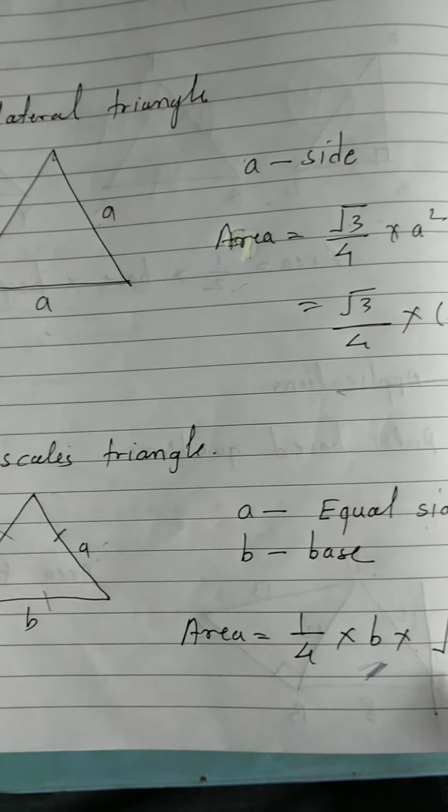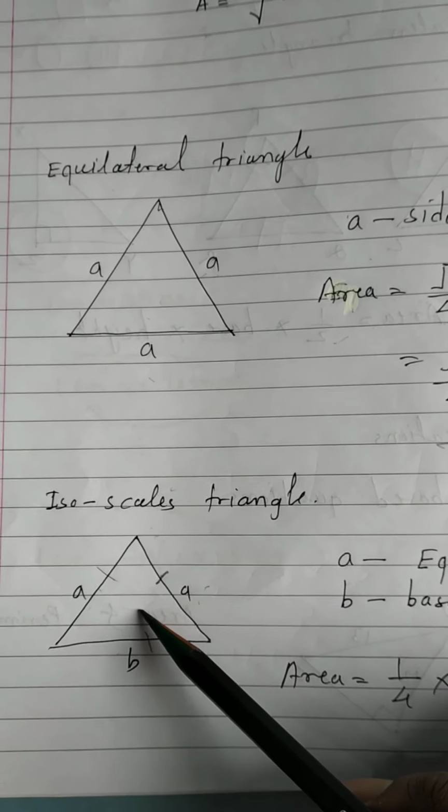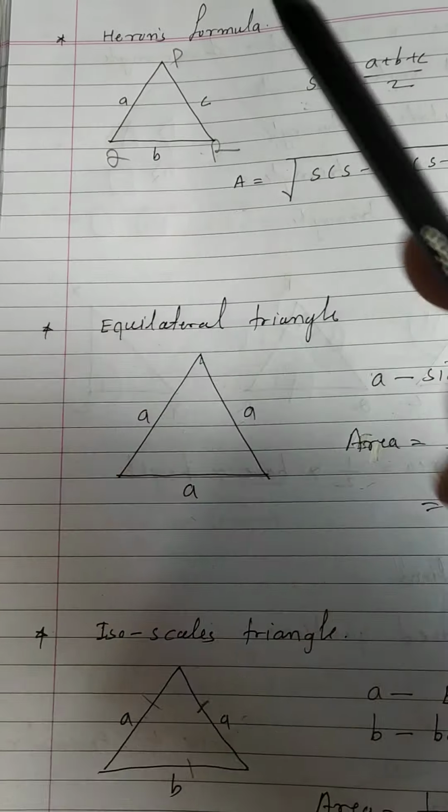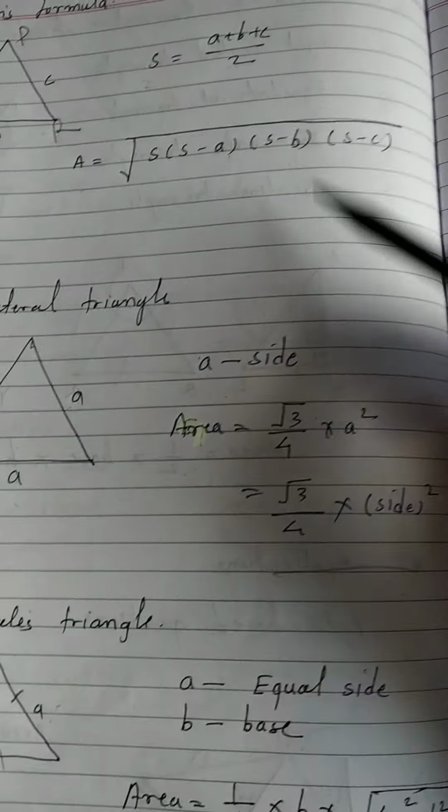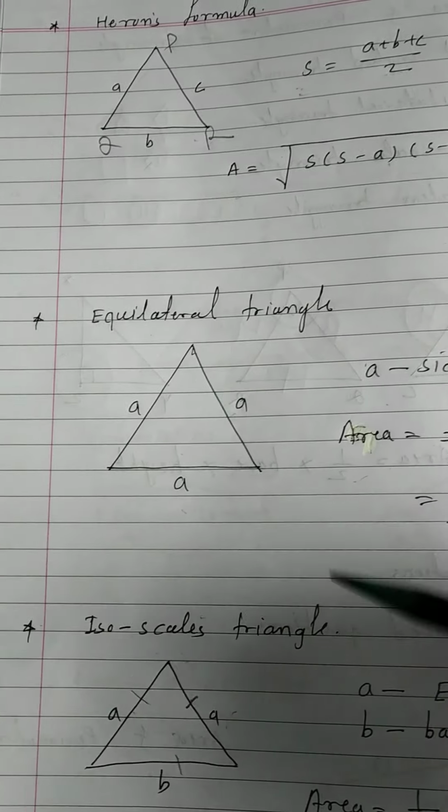But it's not necessary that you should go for this formula only. Here you can use Heron's formula also, isn't it? One more method is there that we will see, but these are the standard formulas when it comes to finding out the area of the triangle.